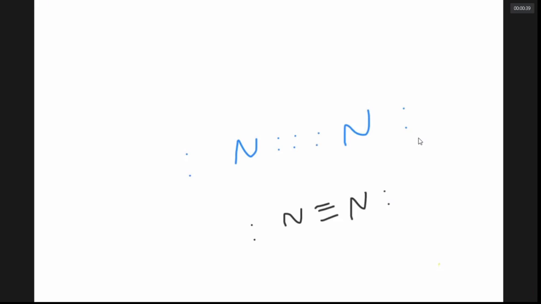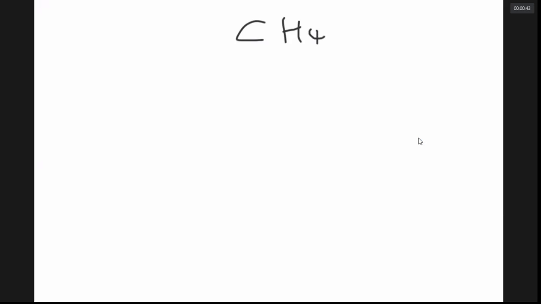Let us try to write CH4, methane. The one that is only one is the central atom. More than one are surrounding it. Logically, carbon has 4 unpaired electrons. It is supposed to make 4 bonds. Hydrogen has only 1 unpaired electron. It is supposed to make only 1 bond.